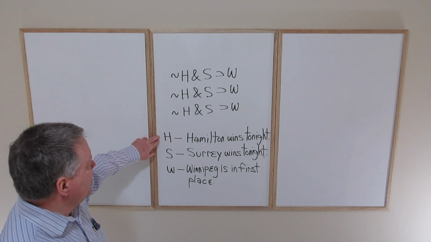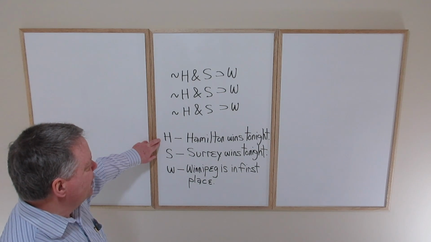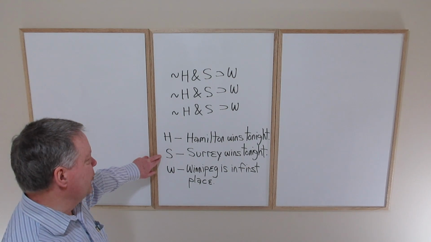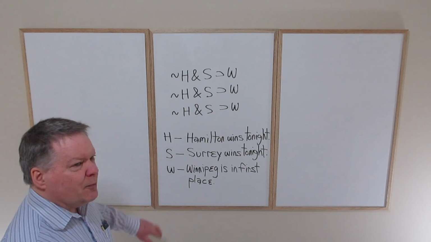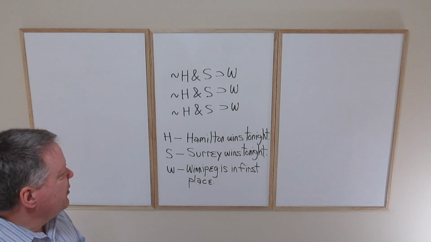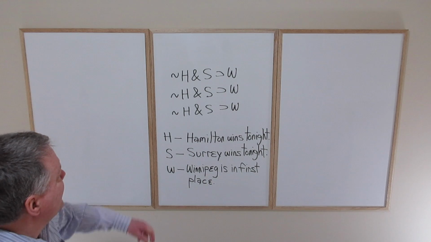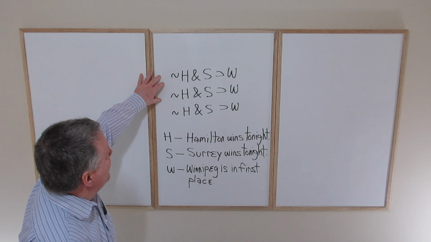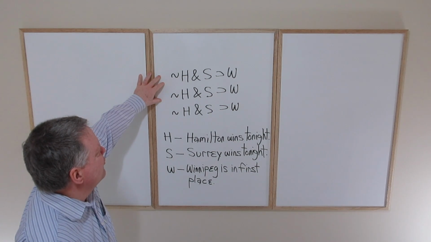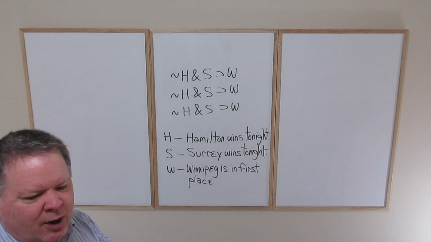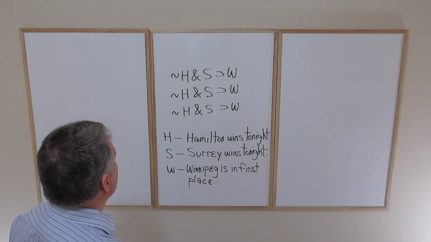Consider the following 3 simple sentences. Capital H stands for Hamilton wins tonight. Capital S stands for Surrey wins tonight. Capital W stands for Winnipeg is in first place. People might be discussing events having to do with a hockey league. What would be indicated by this symbolic string? Tilde H and S, horseshoe W. Depending on where the brackets go, we can have 3 quite different claims.